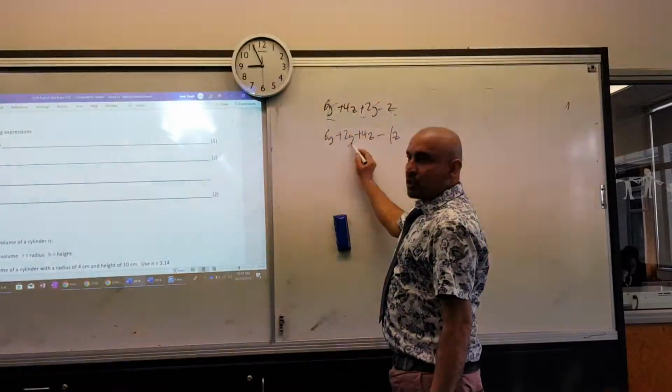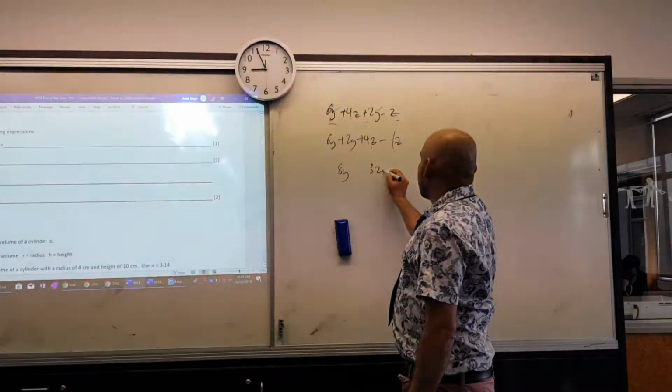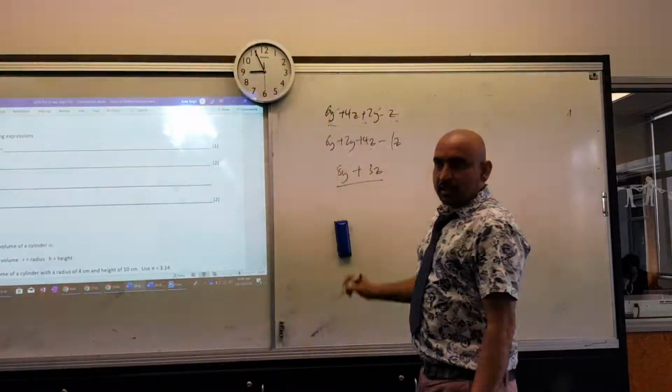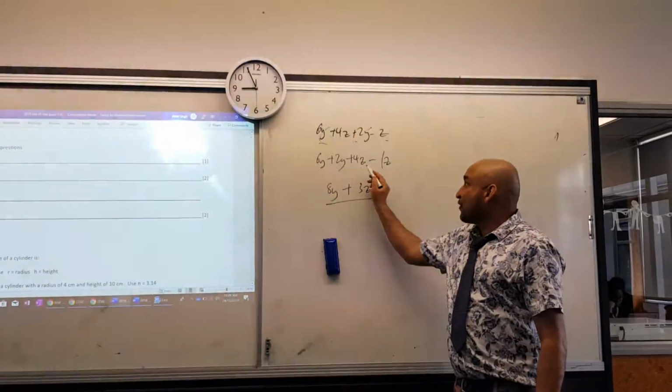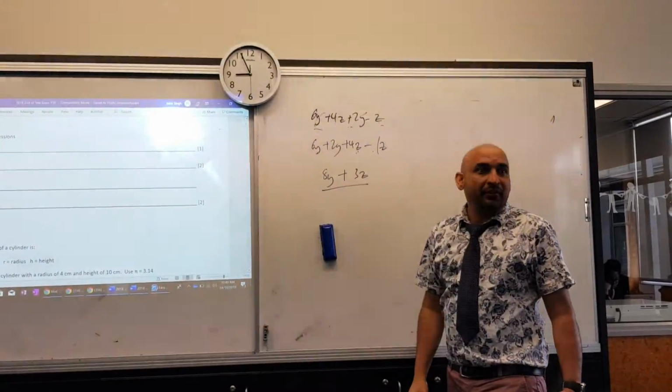So 6y plus 2y is 8y. 4z minus 1z is 3z. And the sign here will be plus, because 4z minus 1 is plus 3z. That's simplified.